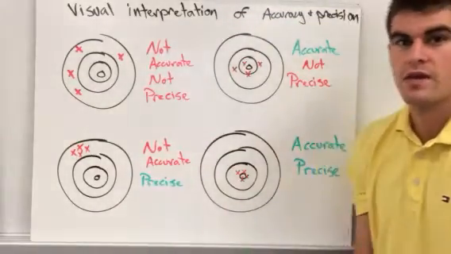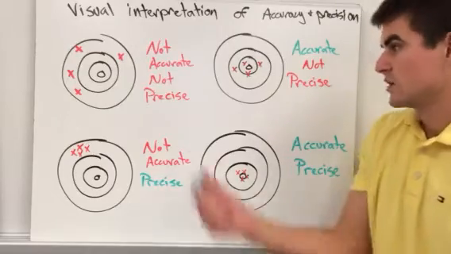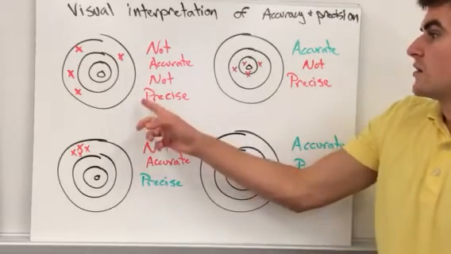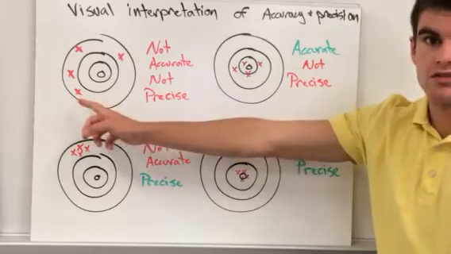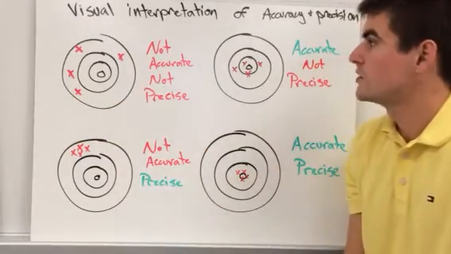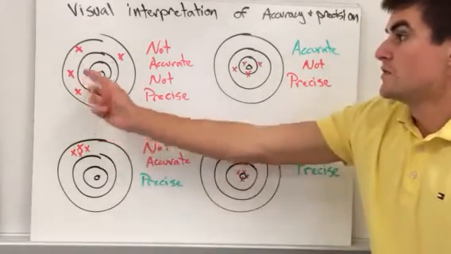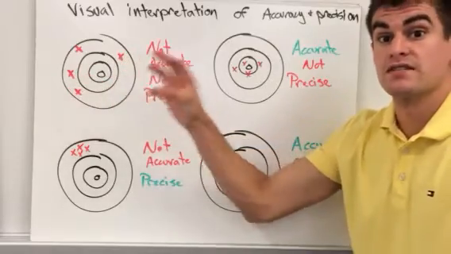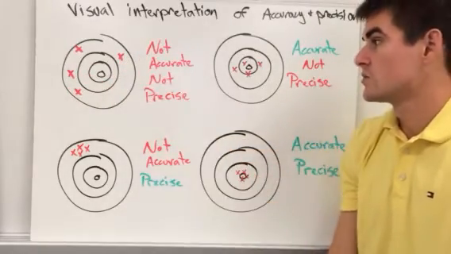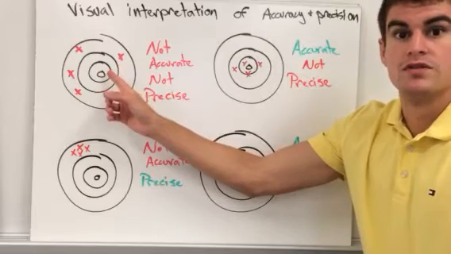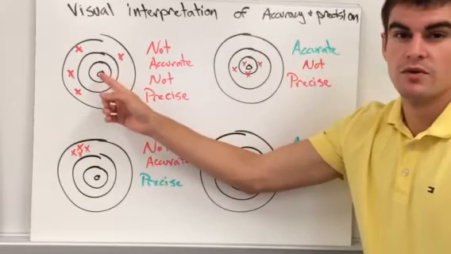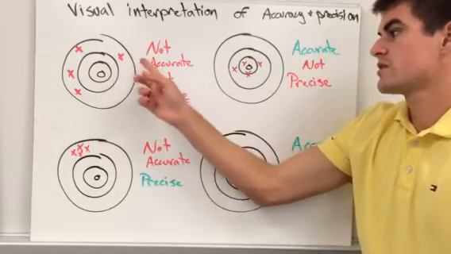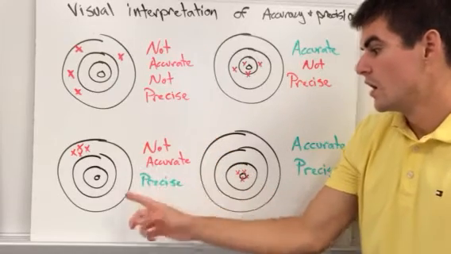Something to look at to help set these terms is the bullseye. Here, 4 shots, 4 darts, whatever you want to call it, are spread apart. There's not a nice cluster, and also we missed the target. We missed the bullseye, we missed the middle. So this one is neither accurate nor precise.